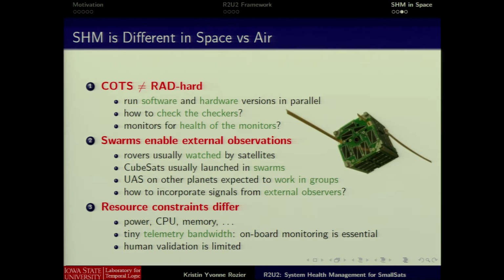We also can make the observation that in space, differently from on Earth, where it's totally normal for someone to just send up one UAS to do a single craft mission, in space that pretty much never happens, right? You always have a rover that is in view of a satellite. You would deploy CubeSats as a group or a swarm. You would have UAS working in tandem, right? There would be some way to have some kind of external observation of your system state.